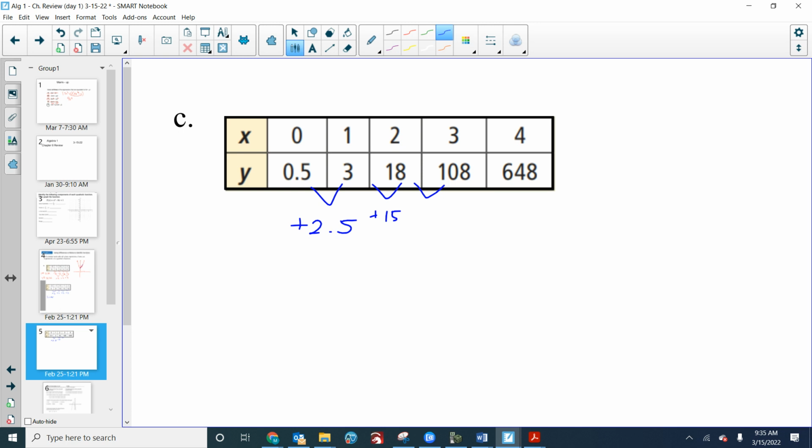Yeah. Okay. Go ahead, Aaliyah. What's 108 minus 18? Good, 90. I knew that. I was just feeling it. All right, 648 minus 108. Good, 540. What are the second differences? Oh, man. Those are not the same. Those are not constant second differences.